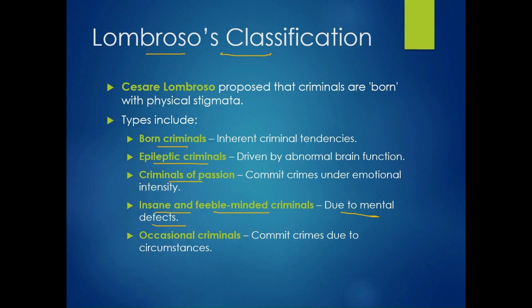And the final classification given by Lombroso was occasional criminals. And they commit crimes due to situation or circumstances or even opportunity. So Lombroso's theory was the first to connect biology with crime, though today it's considered outdated and overly deterministic, right? So this is the first theory of how to classify offenders.